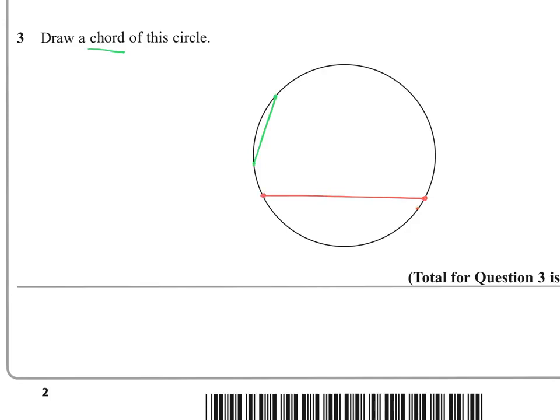I could even go right through the centre if I wanted to. So say my centre was here and I went right through it to the other side. Now you might think that's a diameter, which it is, but it's also a chord. So any straight line going from one point on the circumference to another will be a chord.